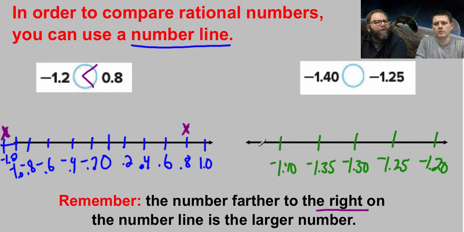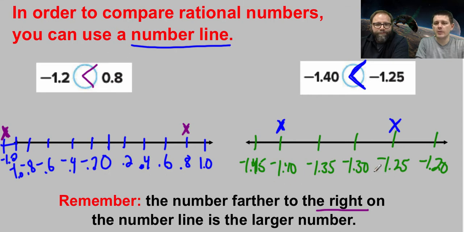Would you do one more? I would. I don't like my number line to end at my last number. Then we find on our number line negative 1.25, which is just to the left of negative 1.20. And then the negative 1.40 is right there. And we know as we go towards 0, the numbers get larger, which means the number on the right is the larger of the two. Negative 1.25 is larger than negative 1.40.